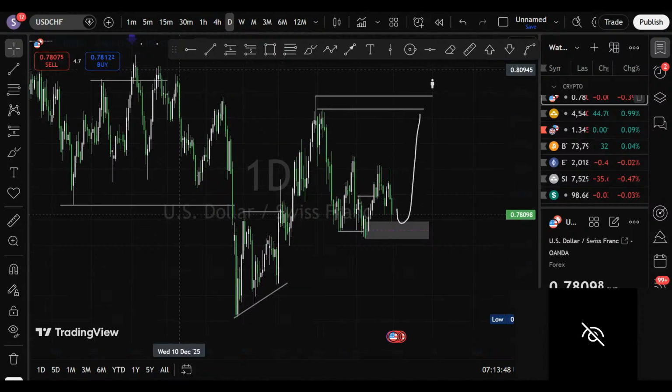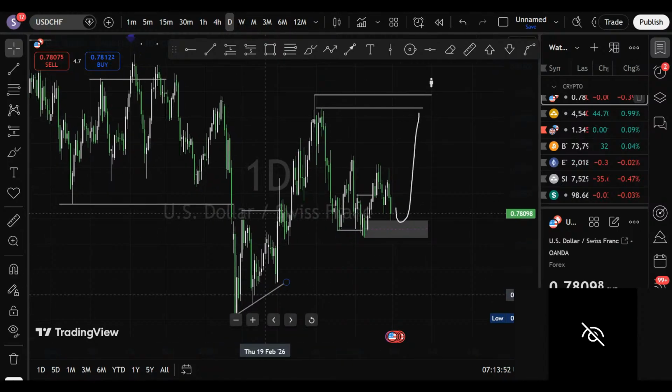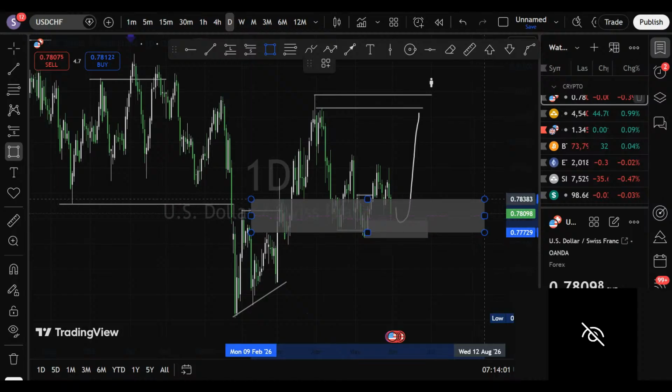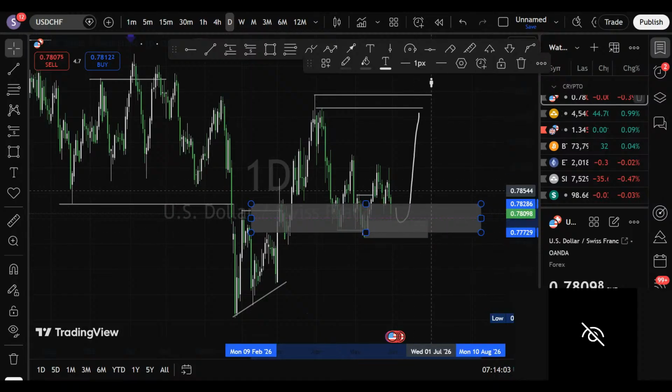This zone is a mitigation block. We have a failure swing, right? Leaving behind what? A smart money technique, SMT. We have an SMT here. So this zone now is our mitigation block, and it will be acting like a demand zone to buy to the upside.